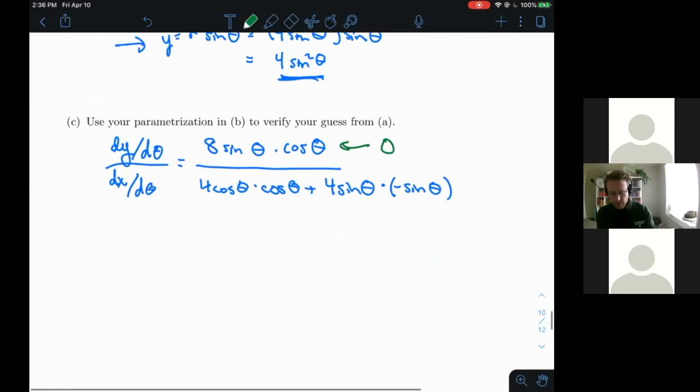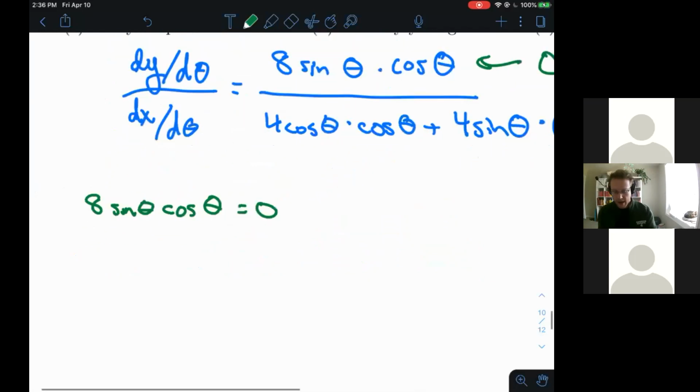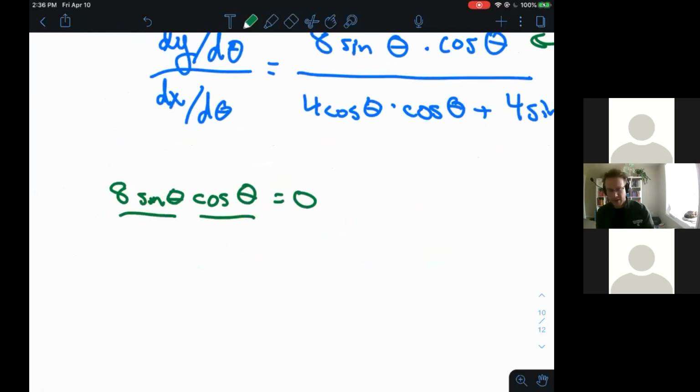So in order to do this, we're going to take our dy d theta and set it equal to 0. So we have 8 sine theta cosine theta, and we set that equal to 0, and we ask, what theta values solve this? We have a couple things multiplied together here. I think this is formally called the zero product principle, right? When you have a couple things multiplied together equaling 0, if either one of them is 0, that does the job, right? Because 0 times anything is going to be 0. And so you could ask just individually, when does sine equal 0? Or when does cosine equal 0?